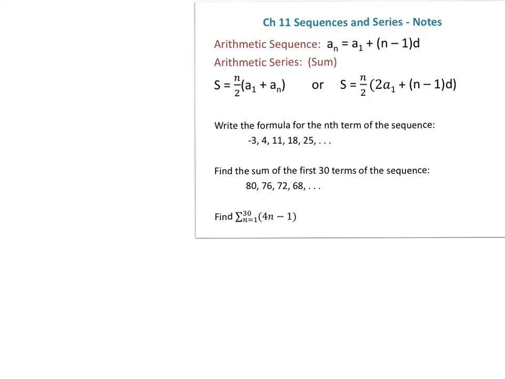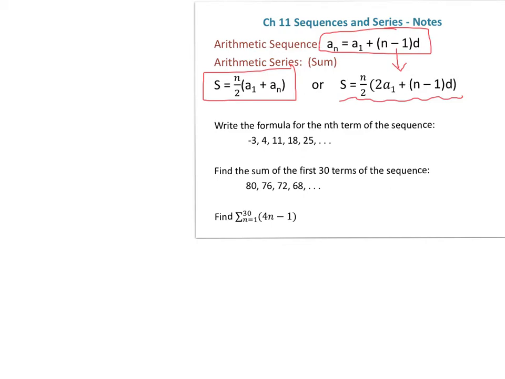Okay, so this is your arithmetic sequences and series page, and here are the formulas that you will be given. You will be given the nth term, and you will be given this nth sum. You might have to derive this one, which is just replacing your a sub n with that term so that you get this formula.